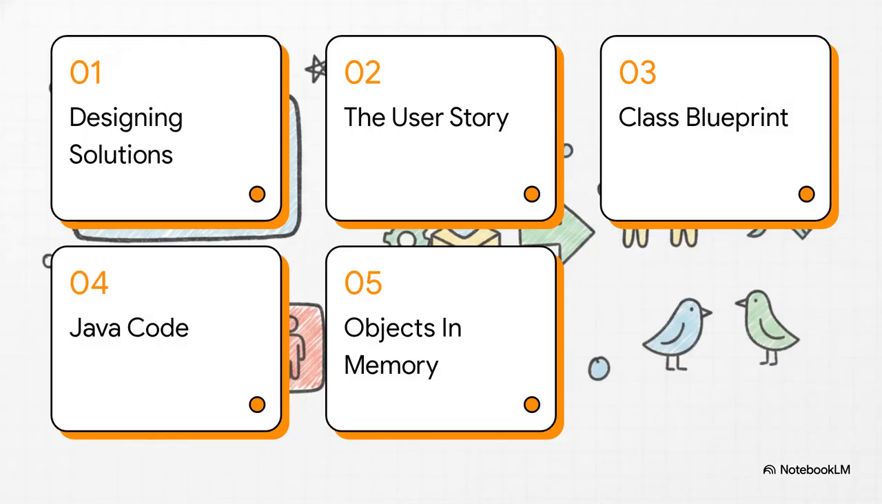So how do we actually build these problem-solving tools? Well, here is our roadmap for today's explainer. First, we'll look at designing software solutions. Second, deconstructing the user story. Third, we'll explore the class blueprint. Fourth, translating to Java code. And finally, number 5, objects in memory. Basically, we're going to take a really simple idea and turn it into running Java code step by step. And don't worry, we're doing this with zero confusing jargon.